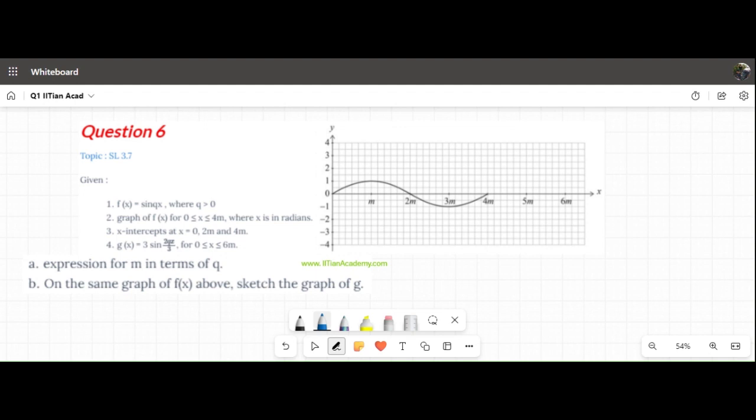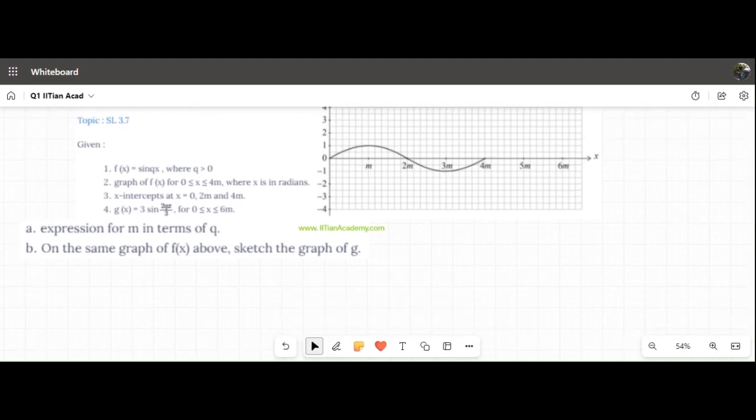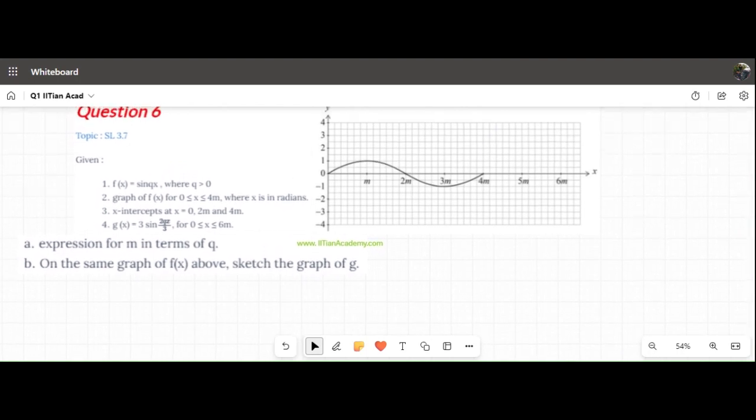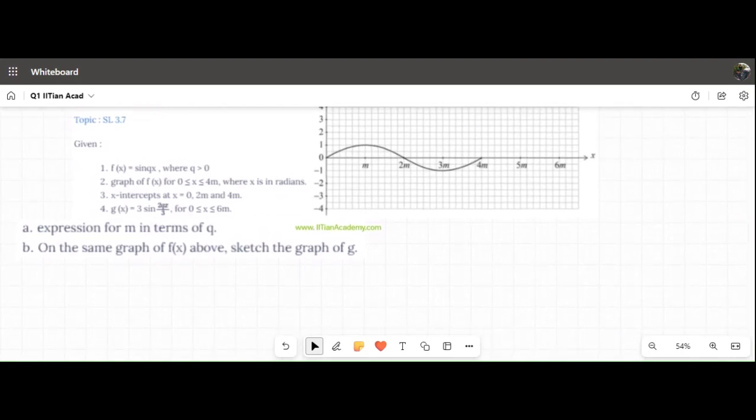And lastly, we're given another function, g(x), which is equal to 3 sine of 2qx divided by 3, which lies on the interval x is greater than or equal to 0 and less than or equal to 6. So for our first question, we're asked to find an expression for m in terms of q.